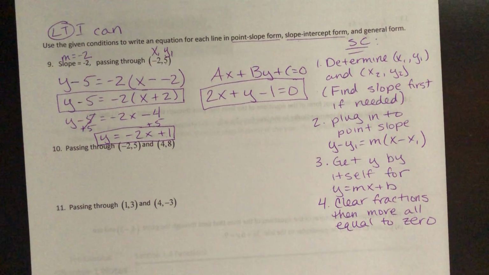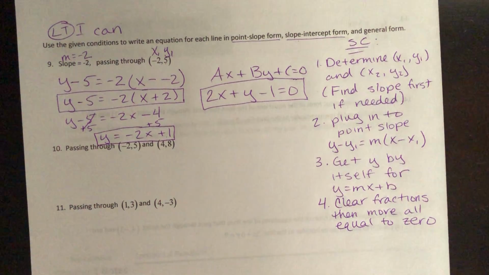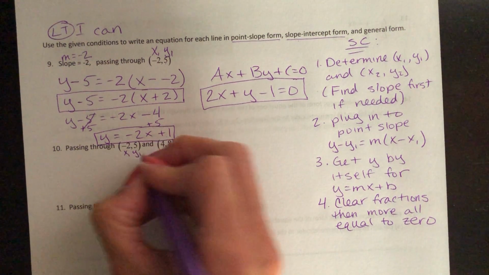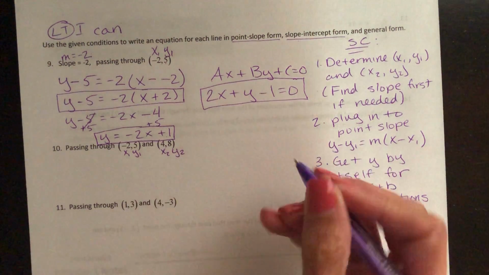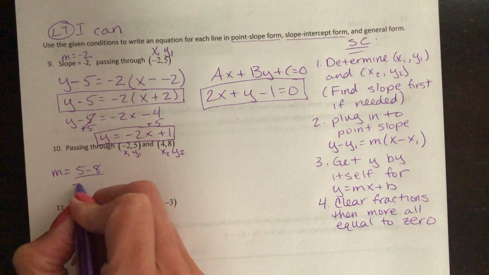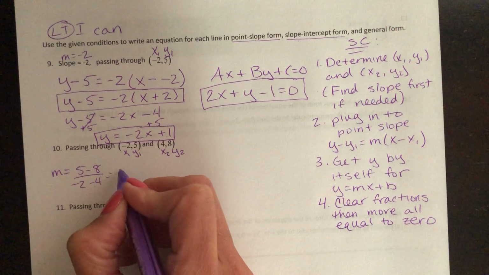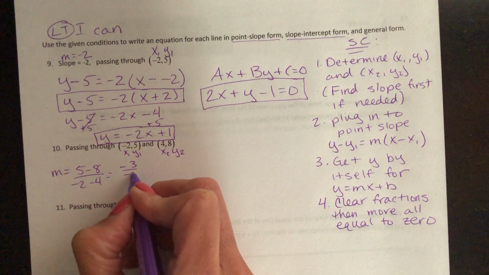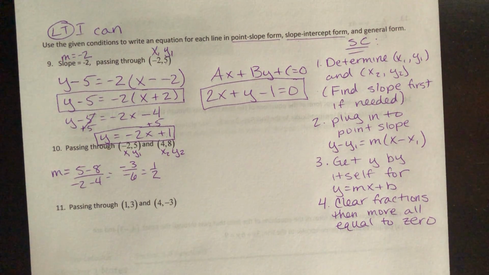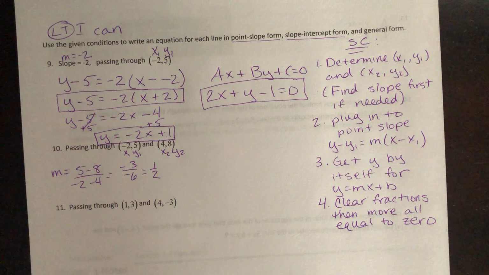All right, let's do one more of these. Let's do number 10. So for this one, I'm given 2 points, x1, y1, x2, y2. So I need to find my slope first. That's y minus y over x minus x. Simplify that. And I get 1/2 for my slope. Now I can plug it into my point slope form. Now there's 2 answers that you can have for the point slope form, depending on what point you use. So I'll show you both of them.